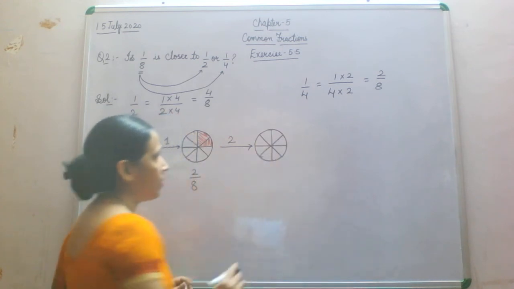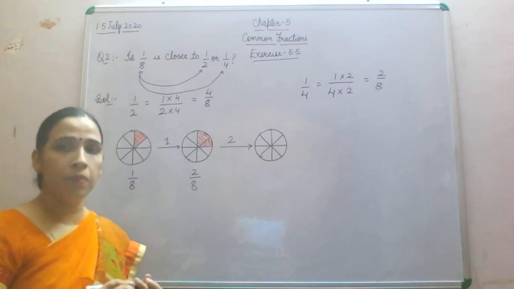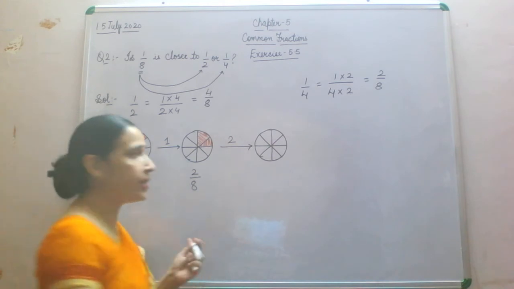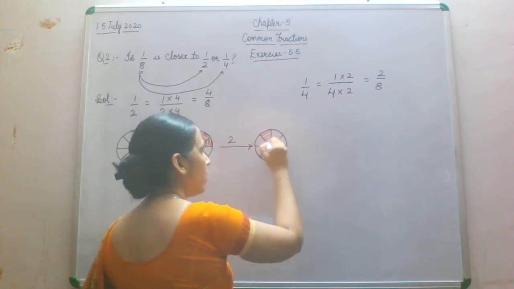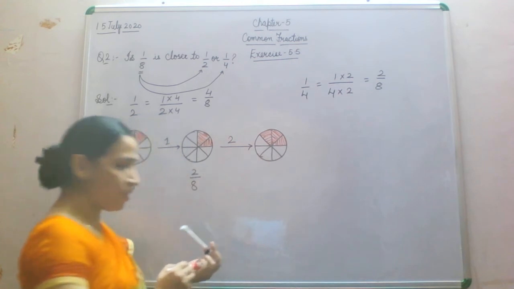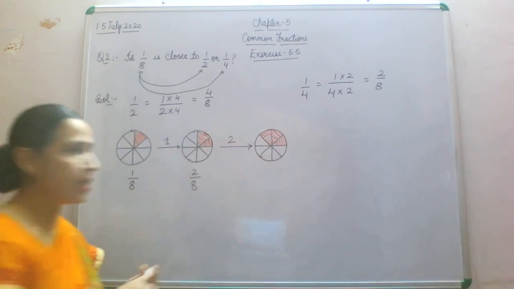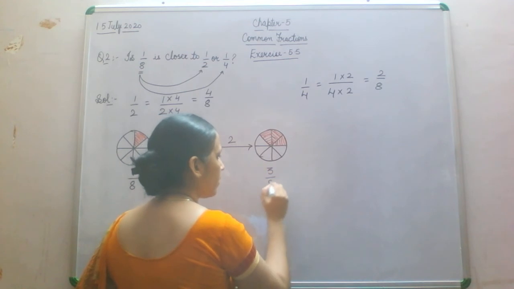And now 2 by 8 plus 1 by 8 will become 3 by 8. For representing 3 by 8, how many parts will we shade? 1, 2, and 1 more, that is 3. 3 parts we will shade. So that will become 3 by 8.